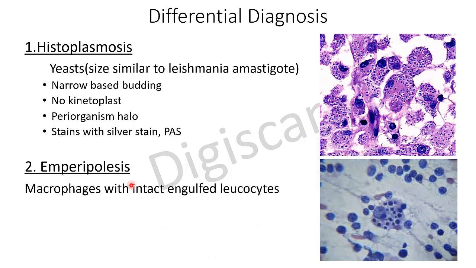The second thing we need to keep in mind is emperipolysis. Now, emperipolysis refers to the engulfment of an intact cell by another cell. Here in this picture, we can appreciate there is a macrophage and it has numerous engulfed intact lymphocytes within phagocytic vacuoles. These also need to be kept in mind before making a diagnosis of leishmaniasis.